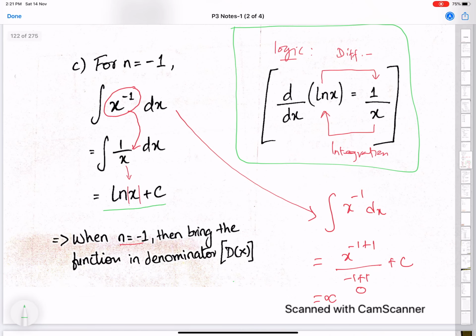And make sure you write modulus whenever you write ln in the integral answer. Since we integrate 1 upon x by using the ln x concept, always use modulus for the ln function, because ln is defined for positive values. So when n is -1, bring the function in the denominator and use this concept to integrate the function.